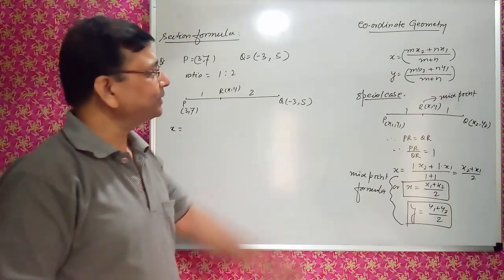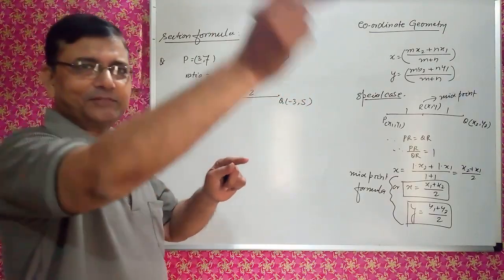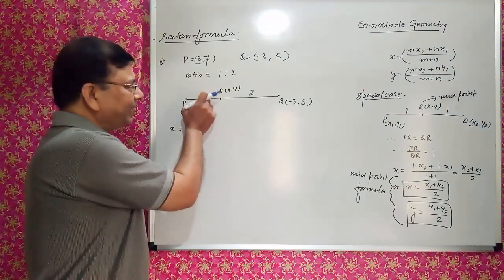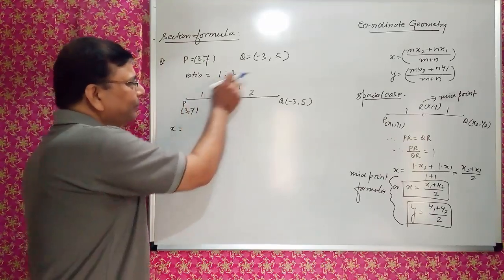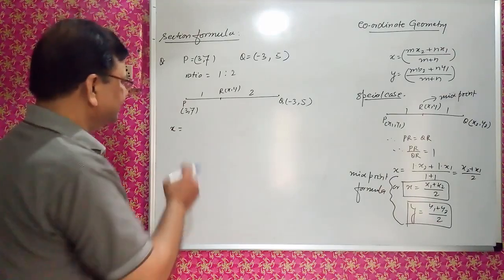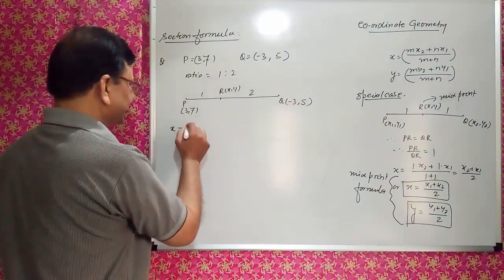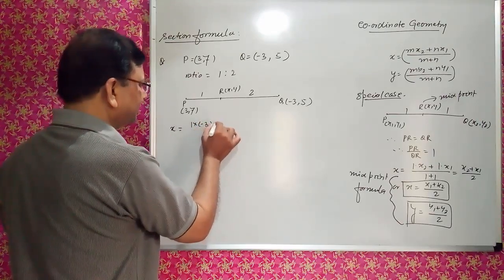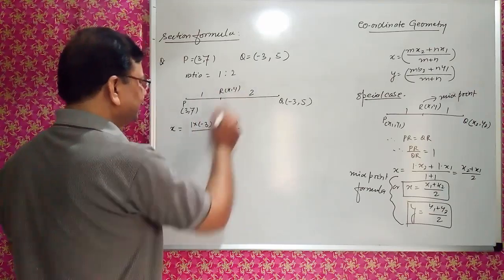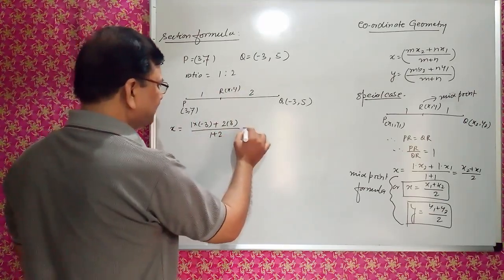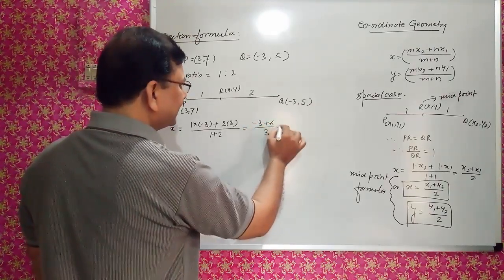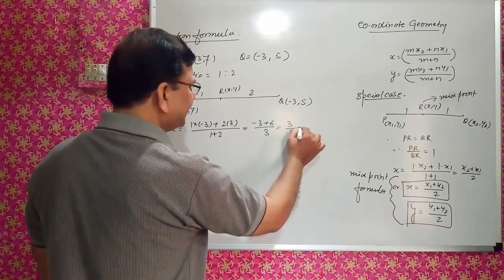As I told you, how to do it? m is to m is this. Since m is on this side, the m part is multiplied by this, the n part is multiplied by this, divided by m plus n. See how: 1 multiplied by -3, 1 into -3 plus 2 into 3 divided by m plus n, that is 1 plus 2. Now we will solve it. What will come? That is -3 plus 6 upon 3, that is how much? 3 by 3, that is 1.